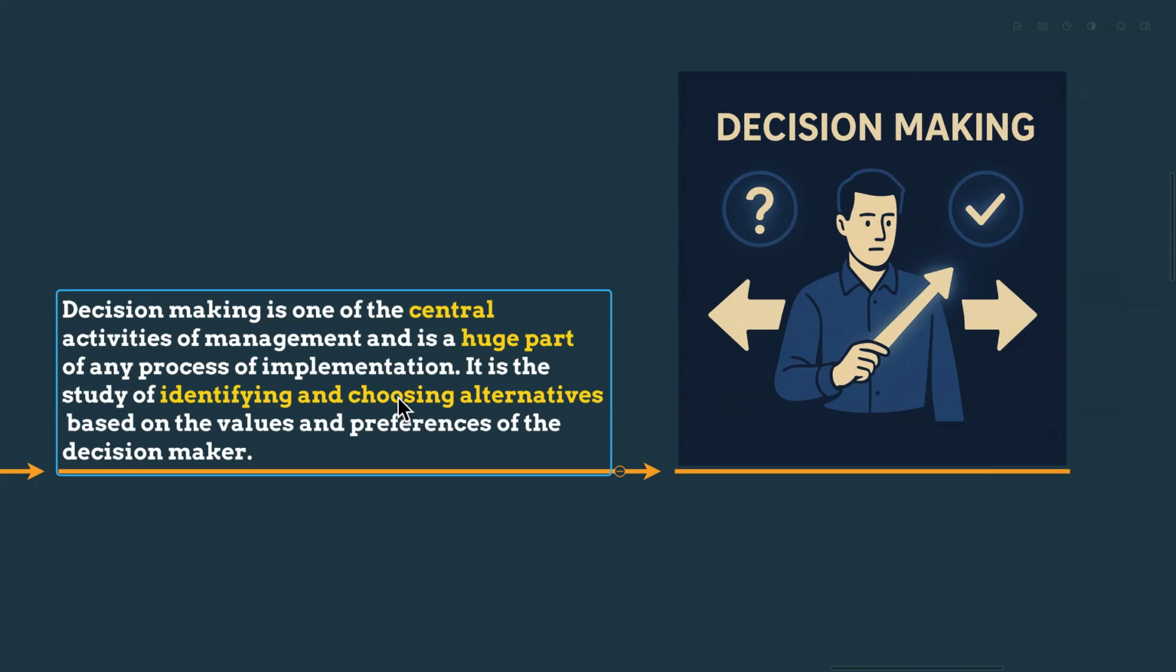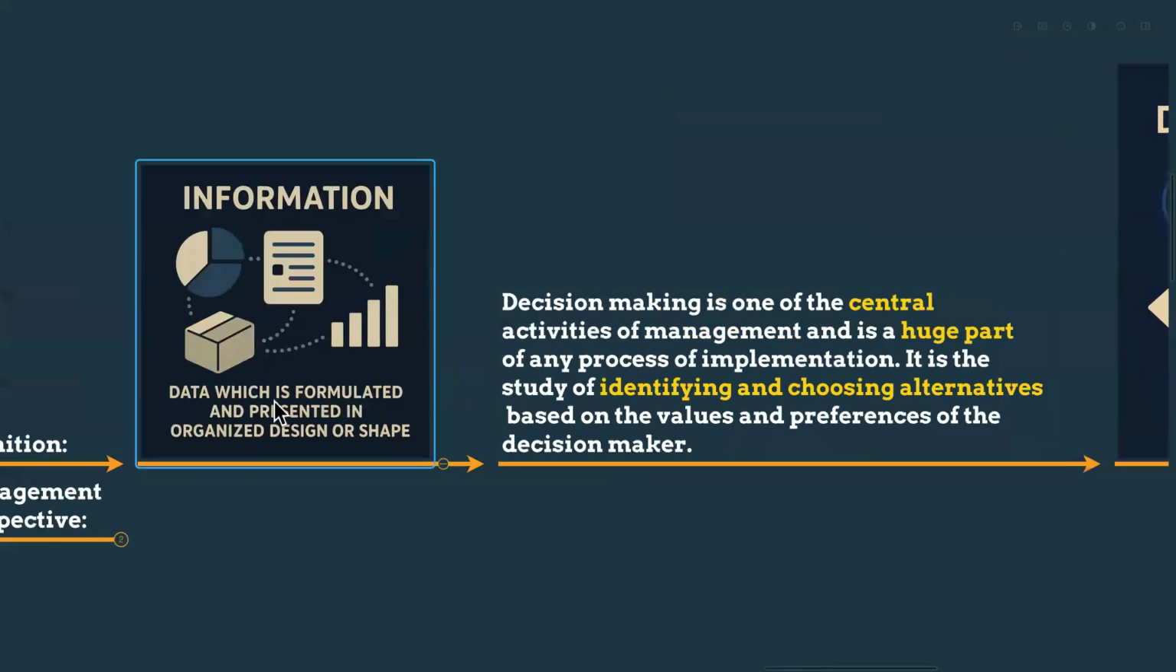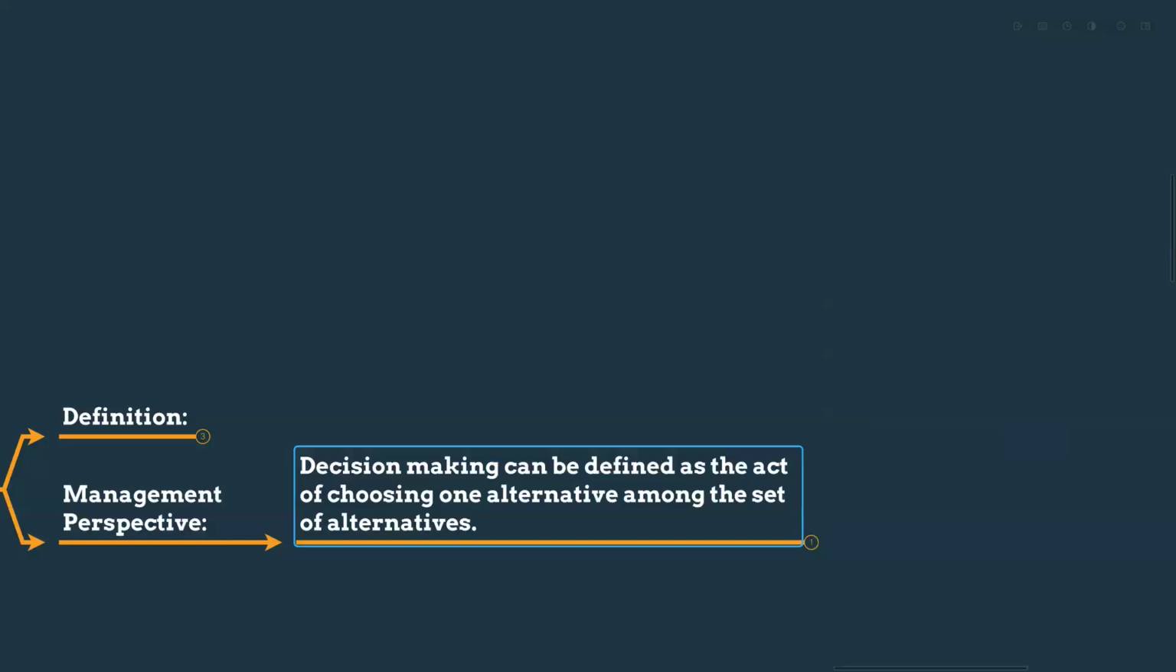So my dears, this is a simple example. For example, like Dialog customer service centers, they will take decisions, right? Constantly choosing between different alternatives to help the companies grow. So that's all about the proper definition of decision making.